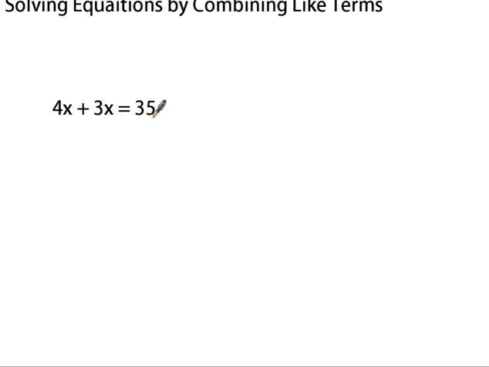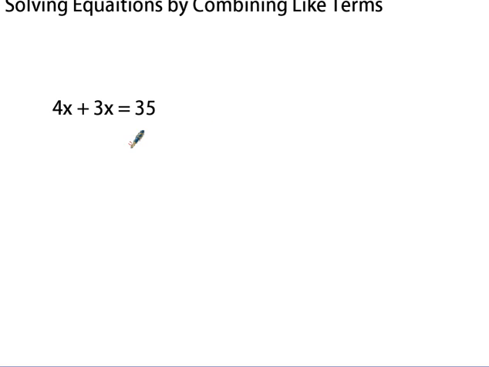Would I divide both sides by 4? Would I divide both sides by 3? Either way, I'm not going to get x by itself because these x's are already in two different places. If you have your variable in different places, you need to first combine them.